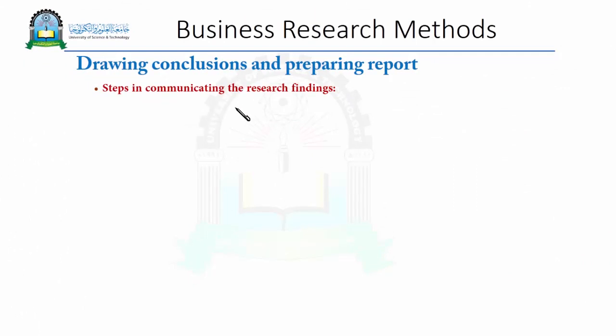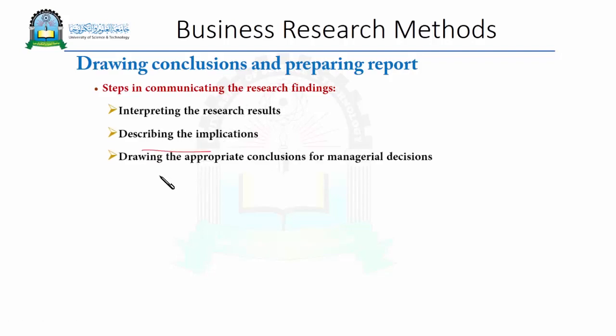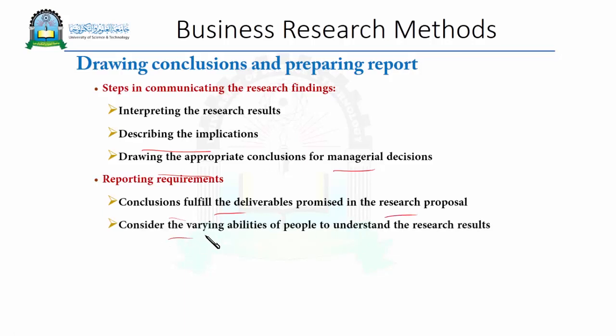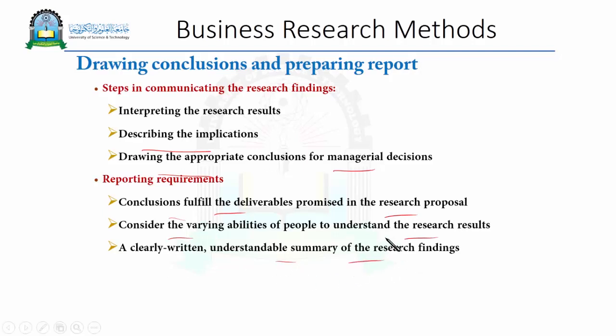Steps in communicating the research findings: we interpret the research result, we describe the implications, we draw the appropriate conclusions for managerial decisions, we also report requirements. Conclusion in reporting requirements: the conclusion fulfills the deliverables promised in the research proposal. Consider the varying abilities of people to understand the research results. A clearly written, understandable summary of the research findings is also part of this stage.